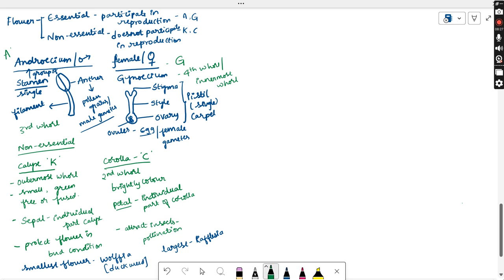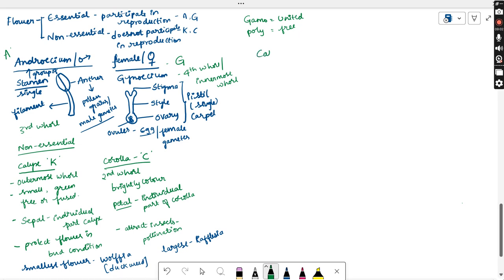So let us discuss from the outer wall to the inner wall. As we discussed earlier, the flower contains four walls: calyx, corolla, androecium, gynoecium. And here remember the terms: gamo means united, poly means free. We will be discussing the calyx, corolla, sepals, petals and their condition. So gamo is the united one, poly is the free condition.